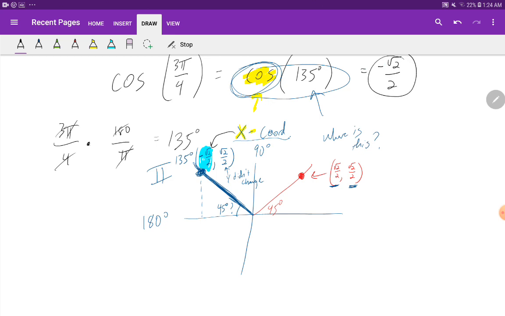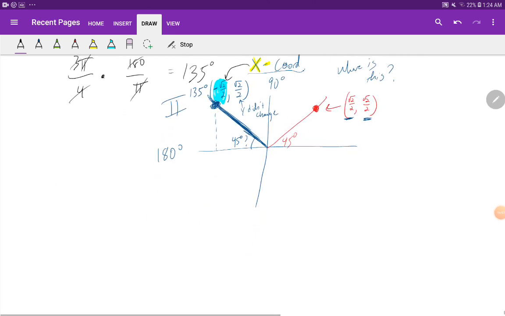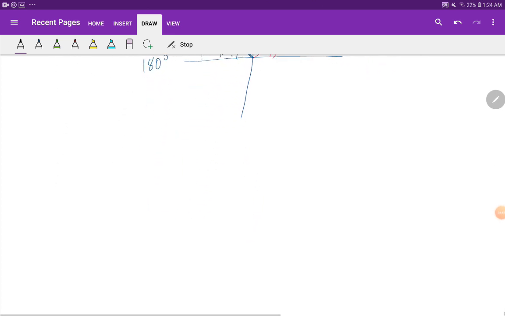If you don't believe me, check that unit circle in that picture I gave you. If you go to 135 degrees, the x coordinate is negative root 2 over 2. All right? I know that kind of seemed like a lot, but this next one's going to be a little faster. So you guys should get the hang of this a little bit better here.